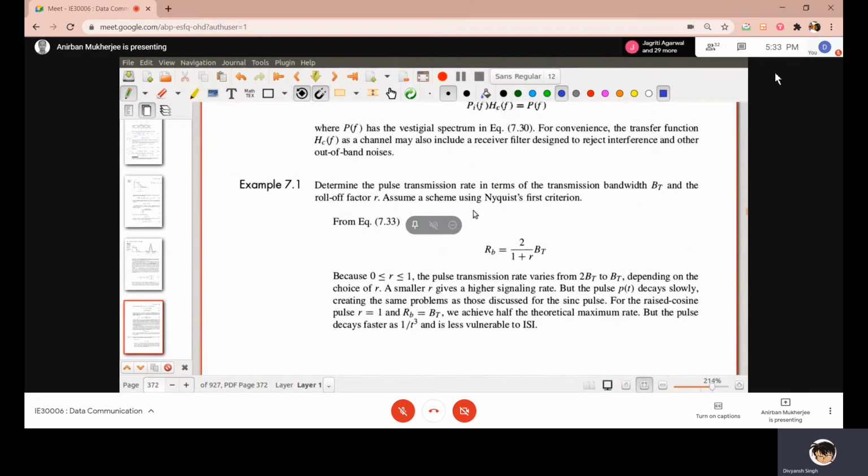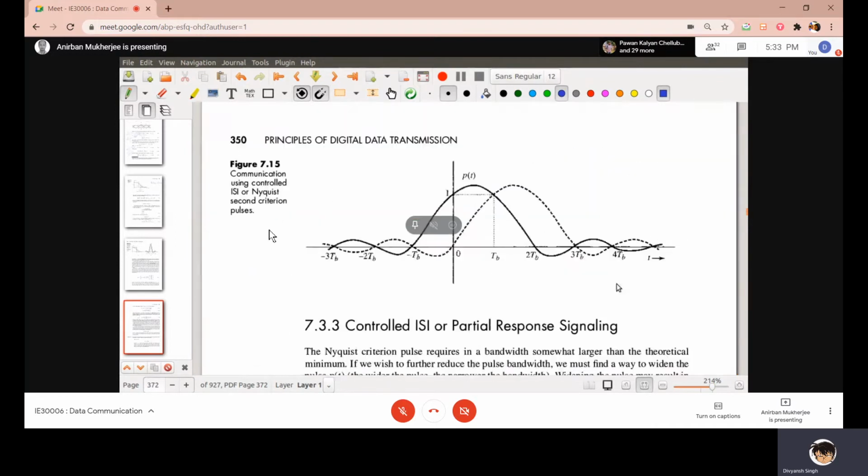So determine the percentage. Let us take this example: pulse transmission rate in terms of the transmission bandwidth Bt and roll-off factor R, assume a scheme using the Nyquist Criterion. So what is my RB? RB is basically 2 by 1 plus R into Bt. So the pulse transmission rate varies from 2 Bt to Bt.